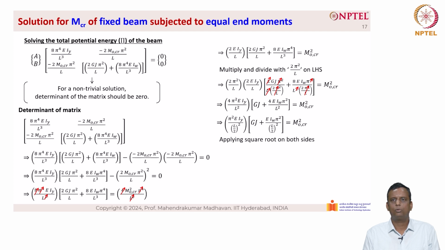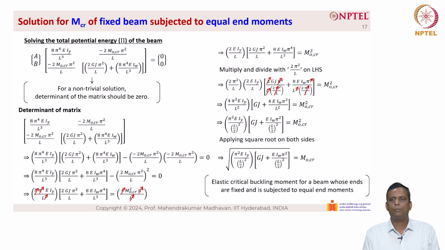So applying square root on both sides, we have M naught critical equal to square root of pi square EIY divided by (L by 2) the whole square into [GJ plus EIW into pi square divided by (L by 2) the whole square]. So this is the elastic critical buckling moment for a beam whose ends are fixed and is subjected to equal end moments.